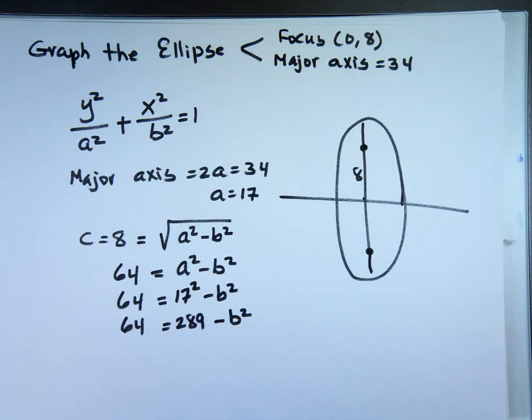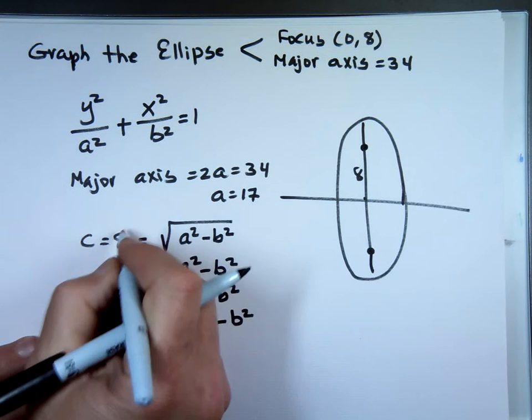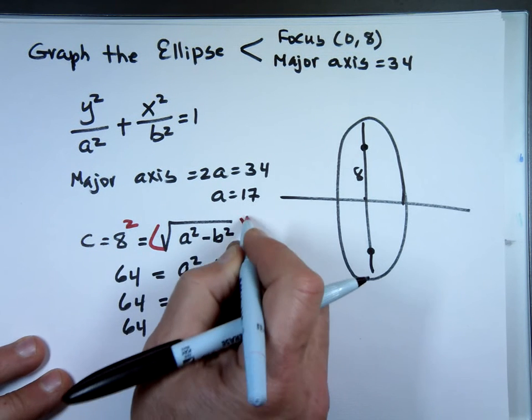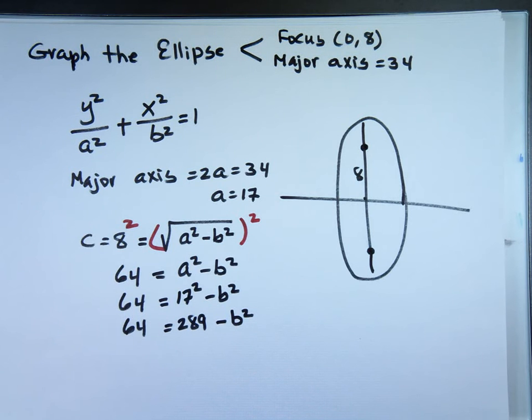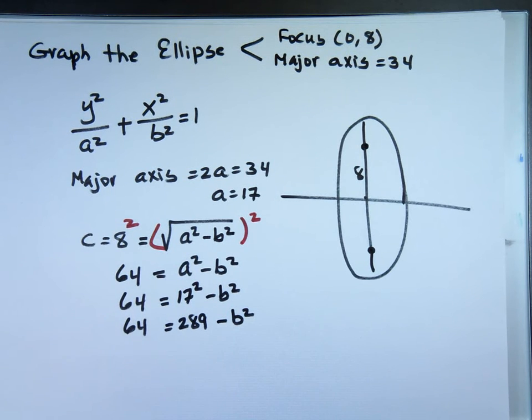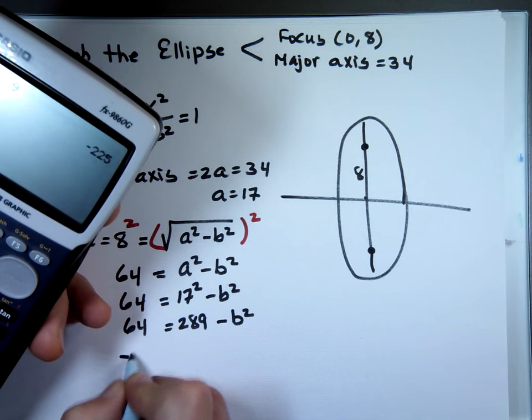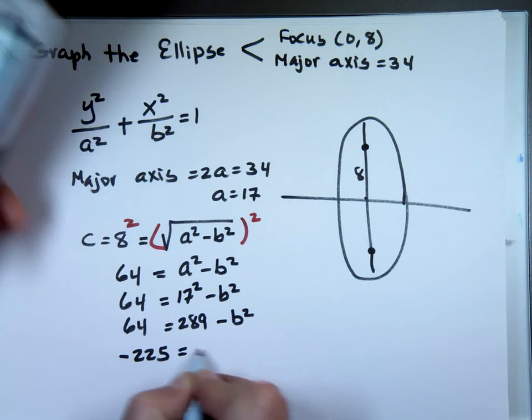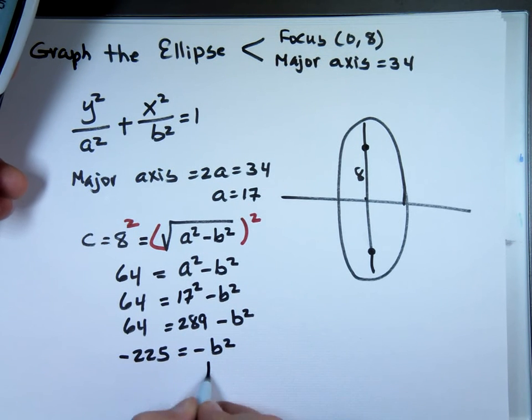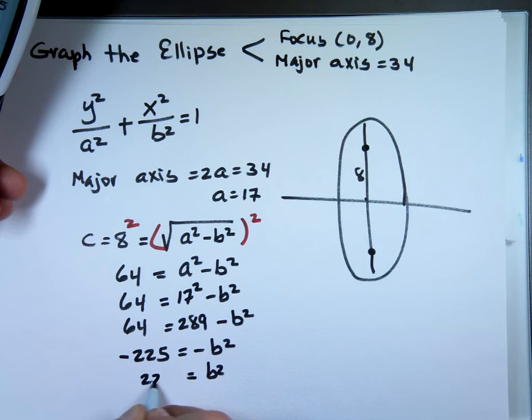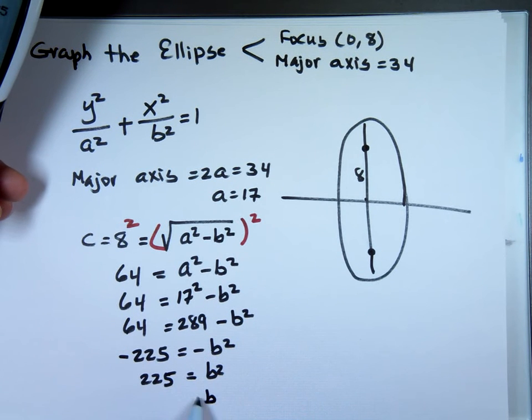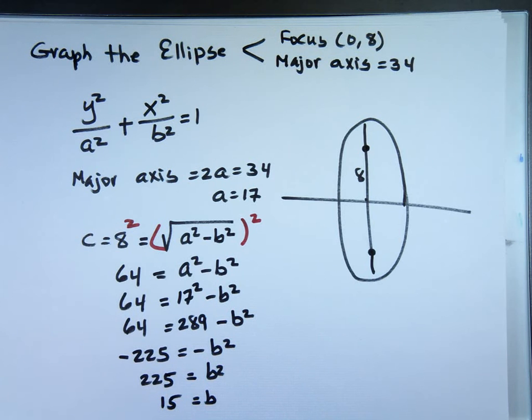To get rid of the square root, you square both sides. In case you're wondering why we squared that, it's to cancel the square root. So bring that 289 to this side. 64 minus 289, negative 225 equals negative b squared. B squared equals 225. B is 15, plus or minus. Doesn't matter, I only need b squared.